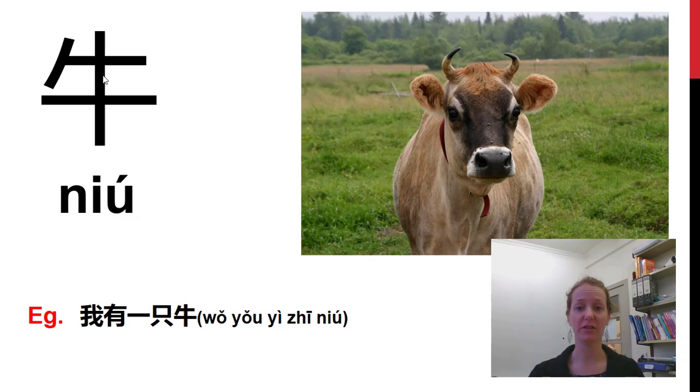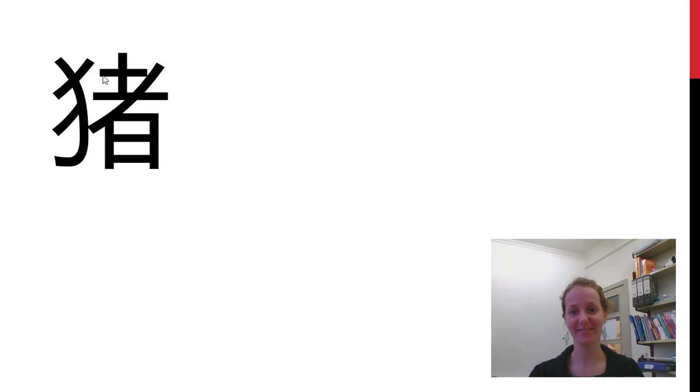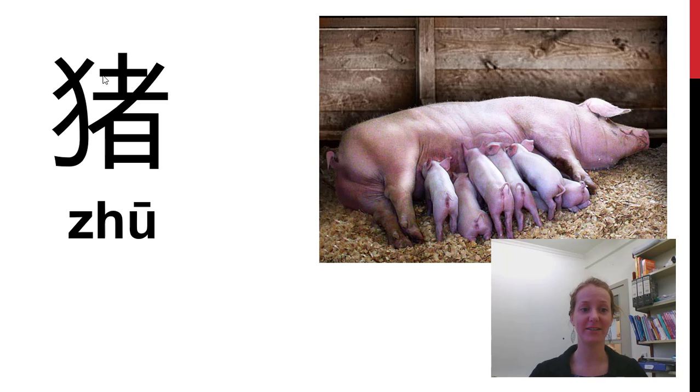我有一只牛。I always think of it a little bit with the sound. What sound does a cow make? 牛. It's just a silly way to remember. 这是什么？这是猪。As you can see, we've also got the animal radical in it, and maybe you can imagine that the pig is lying down and the piglets are feeding.